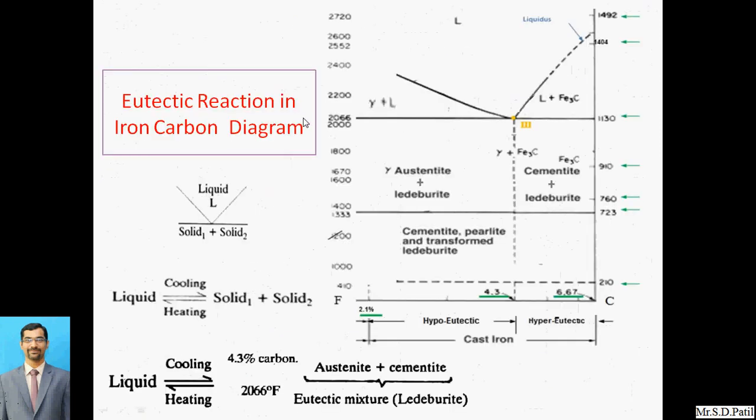So the eutectic reaction in the iron carbon diagram, basically this will be a liquid, and the liquid is changing into austenite and cementite. So this will be solid 1 and solid 2, austenite and cementite. At the eutectic reaction, this will be austenite, that is the gamma, and cementite, it is just Fe3C, that we have seen in the previous lectures. What is austenite? It is called gamma.